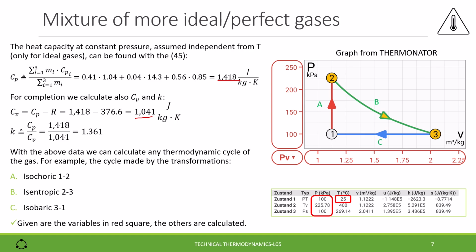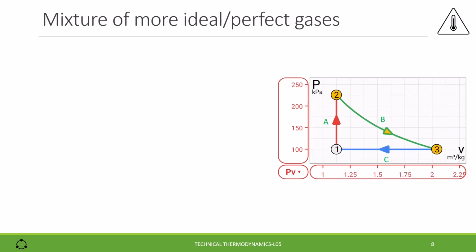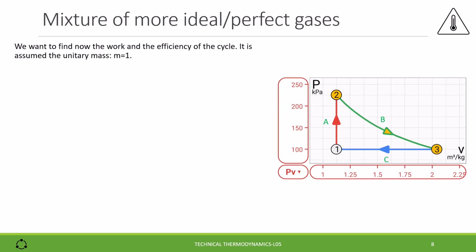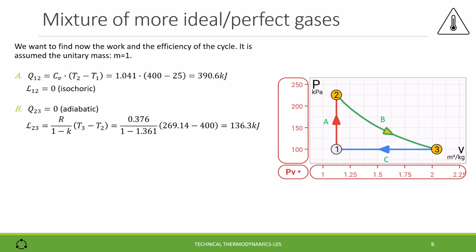We have used here the tool Thermonator, but we can calculate also with the formulas we have seen for the ideal gases. We want to find now the work and the efficiency of the cycle. We assume the unitary mass. Q12 is Cv times T2 minus T1, and we find 390.6 kJ. The thermodynamic work is 0 because the transformation is isochoric.